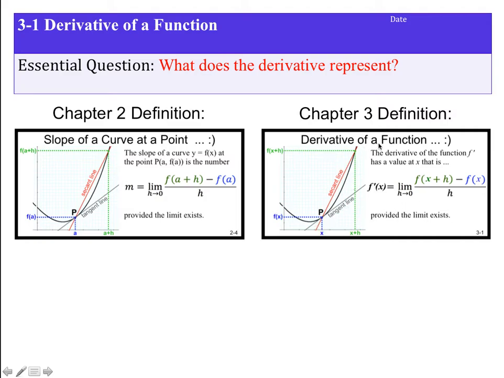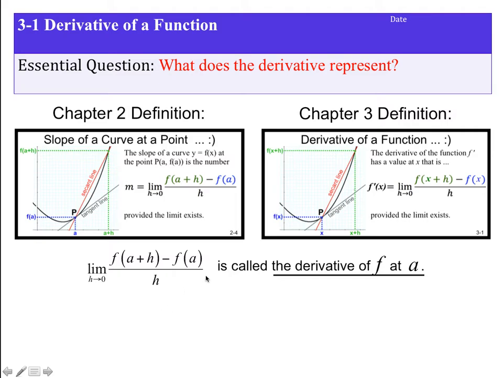The derivative of a function is the slope of the curve at any point, not a specific point, but any point. So in Chapter 2, we ended up getting a number that represented slope, because slope is the steepness of a line. In Chapter 3, we're going to end up getting an expression in terms of x that's going to represent the slope of the function anywhere. And then if we want to know a specific value, we're just going to have to decide where on that curve we want to look.